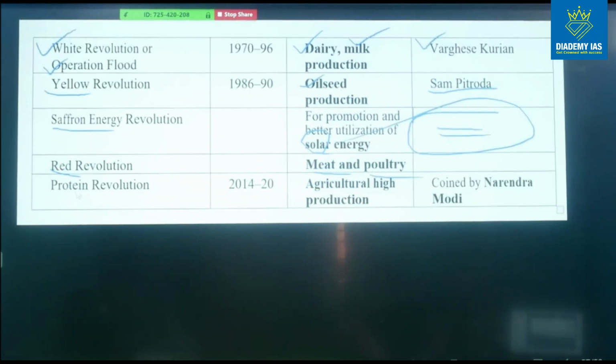Protein revolution. This is the term which has been coined by our own Prime Minister Narendra Modi ji. He is very good at giving new words. He is the master of vocabulary. So he has left his mark in every part of public life.